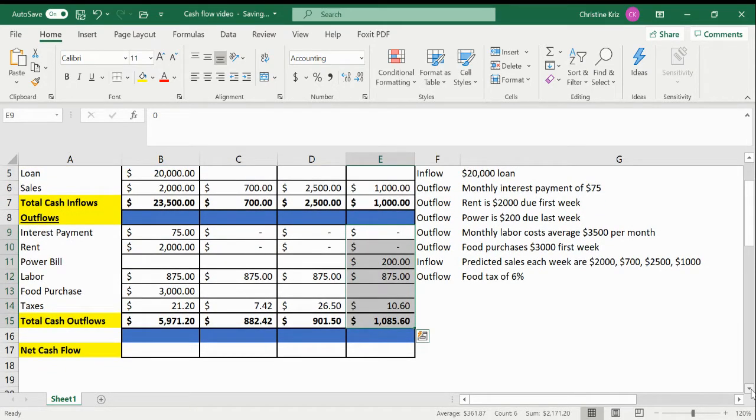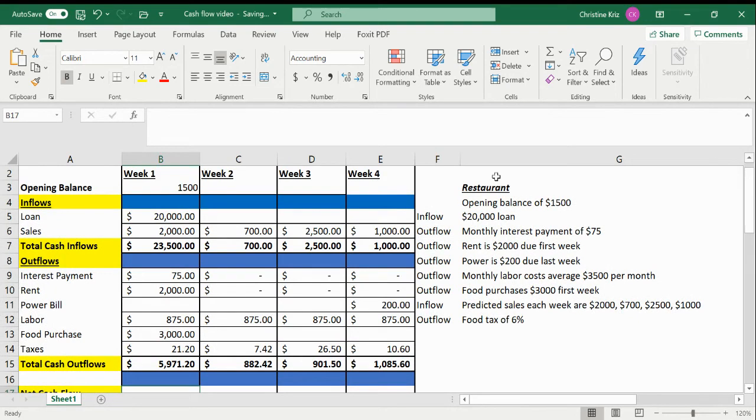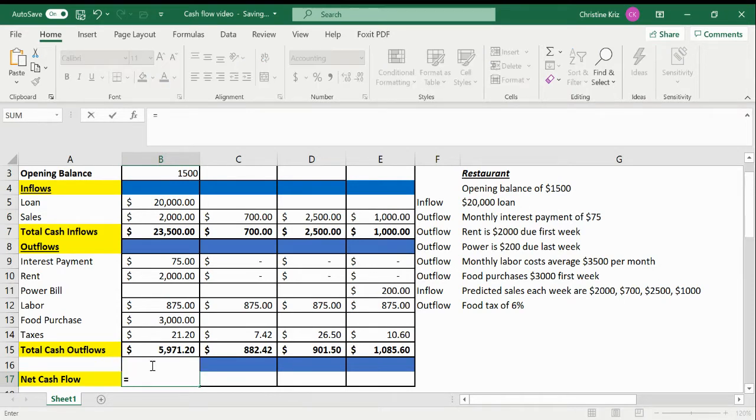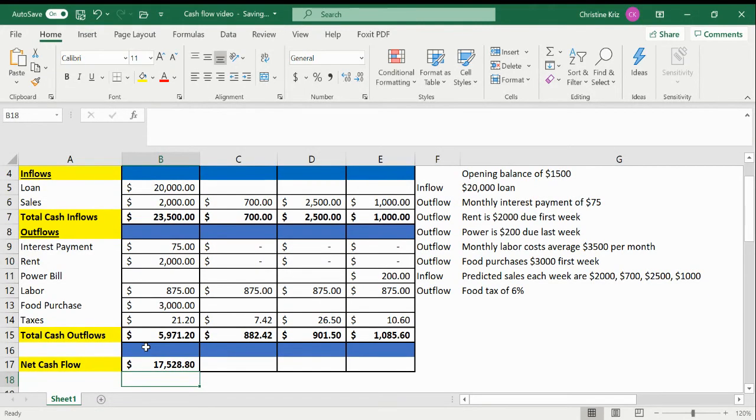Now, what we need to do for our net cash flow, we're going to take our total inflows minus our total outflows. So for that, we're going to put our cursor in the cell, we're going to do equals. We're going to go up to our total cash inflows, cell B7. We're going to put the dancing ants, and then you'll see that it brings it down here. We're going to subtract our total cash outflows. We're going to hit enter.